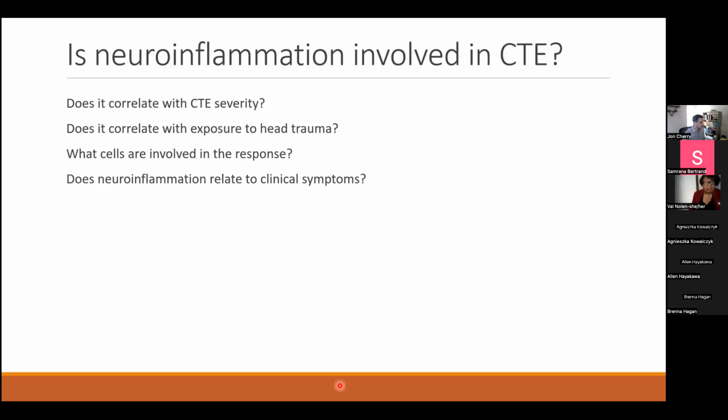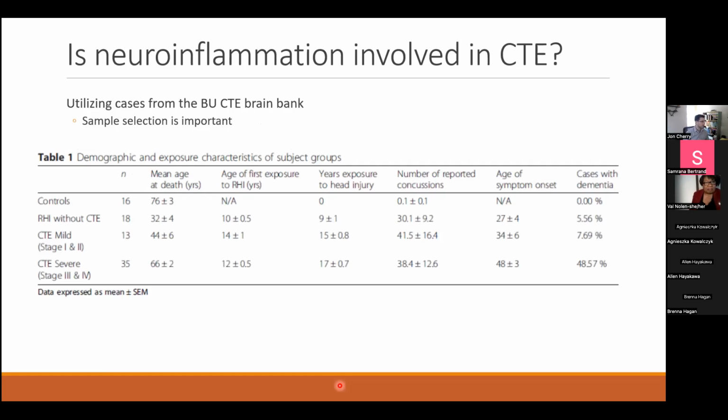So we set about grabbing a couple of different sample groups here, using samples from the BU CTE Center. It's really important to have a proper sample selection here because we're working with human postmortem cases and there's a lot of variation in human disease.